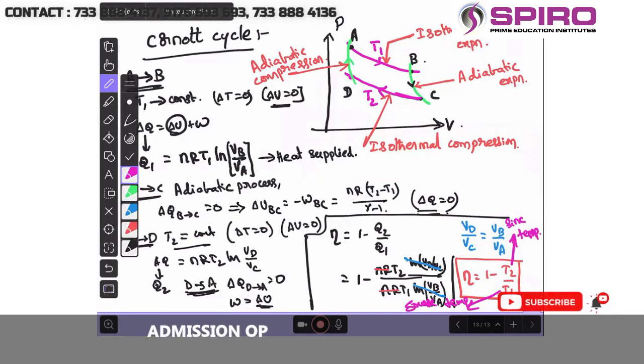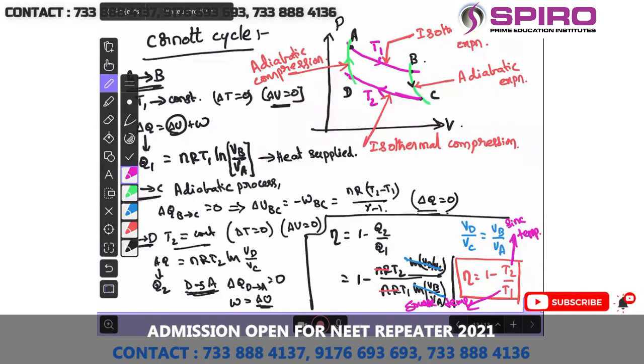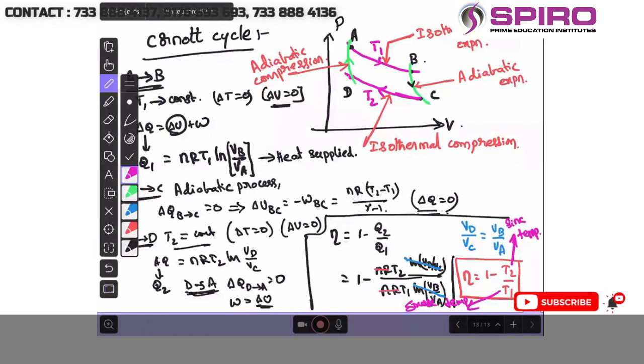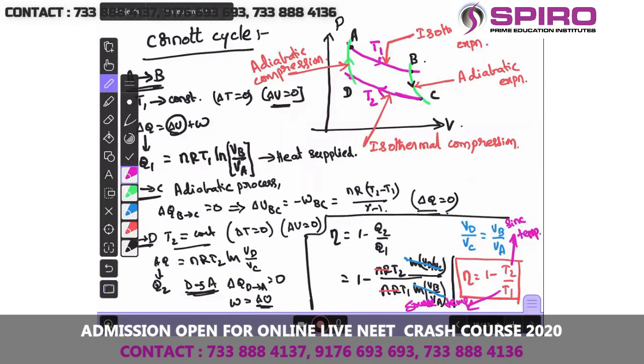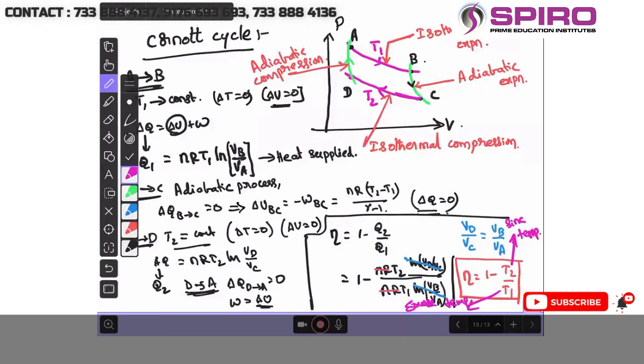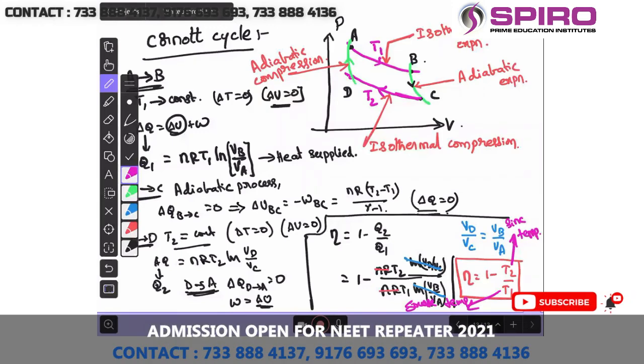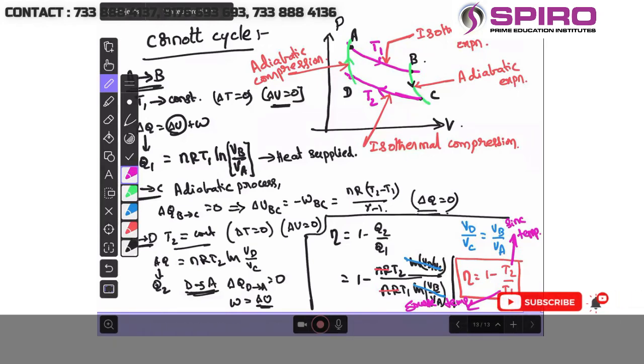The rejected heat is done at a temperature called the sink temperature, and the heat energy that is supplied from the surroundings to the system is at the higher temperature T1, called the source temperature. Using this you can write the expression for the efficiency of a Carnot cycle. So now you understood what the Carnot cycle is and how to calculate its efficiency. Now let us go for coefficient of performance in the heat engine.